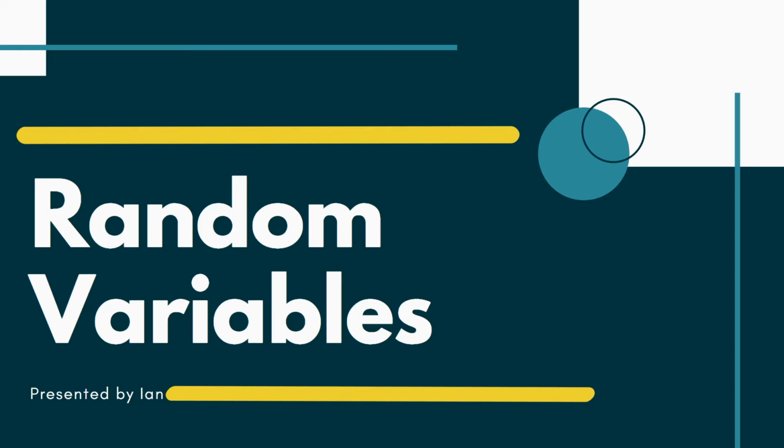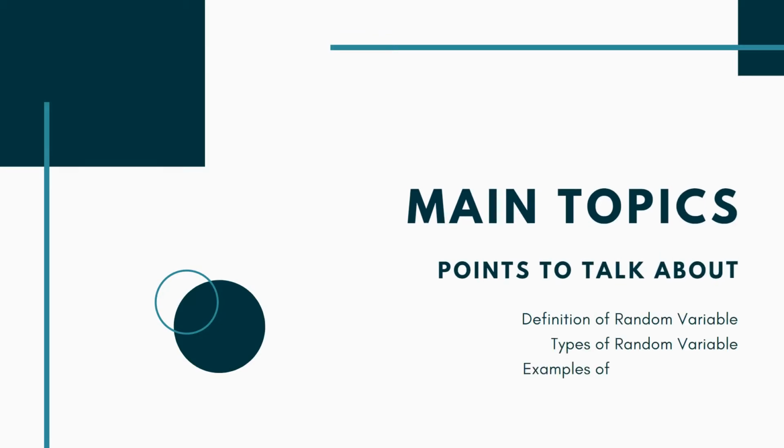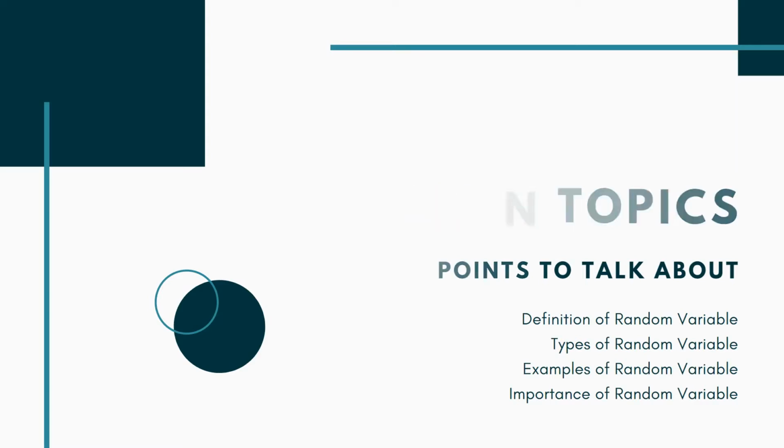In this video presentation, I am going to talk about random variable. Here are the things that I'm gonna discuss in this video. First, the definition of random variable, the types of random variable, example of random variable and its solution, and last, the importance of random variable in our daily life.